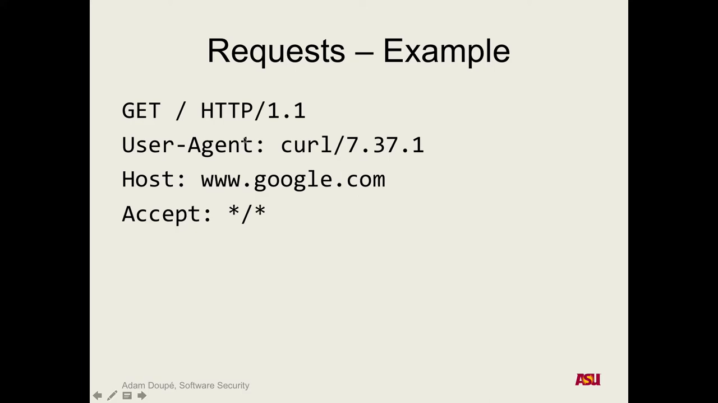So from this example request, this is using curl to access resource slash. So there's always a slash, right? That's the root. There's nothing else in the path of host www.google.com.